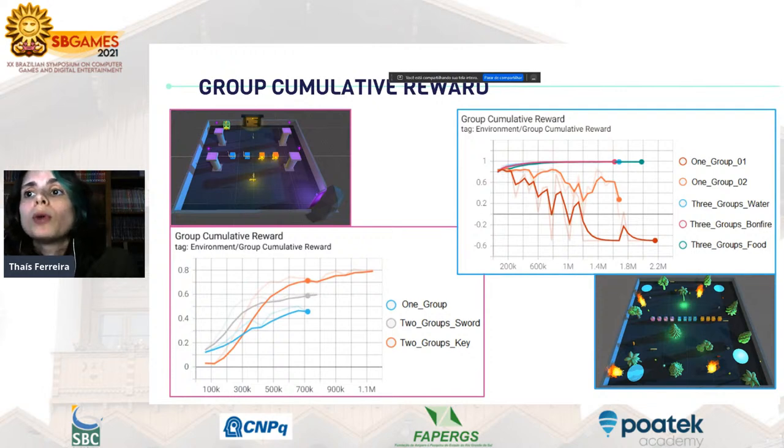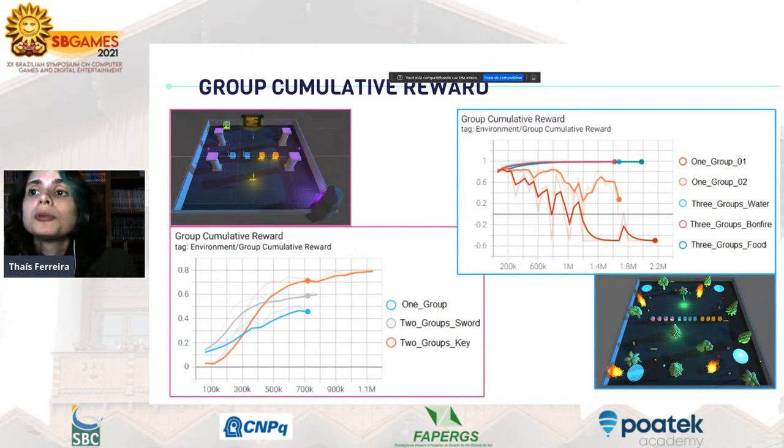The group cumulative rewards, the mean cumulative episode reward over all groups, is expected to increase during a successful training session. The image on the left shows the resulting graph for the dungeon escape environment. The group that accumulated the most reward was this word group. It occurs because this group is rewarded as soon as the dragon is defeated.